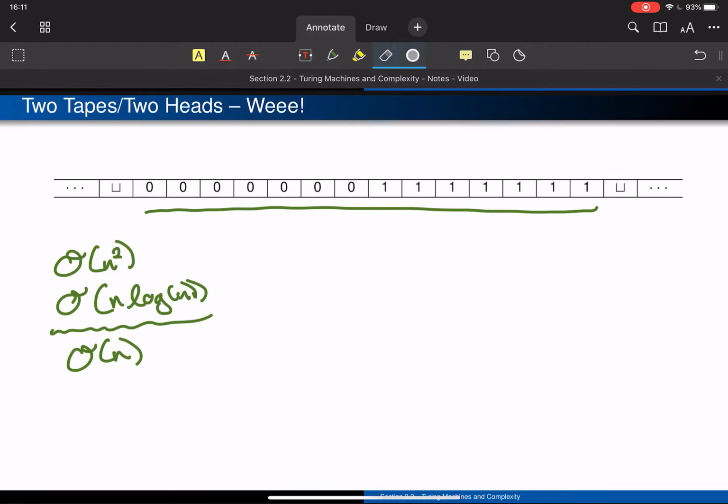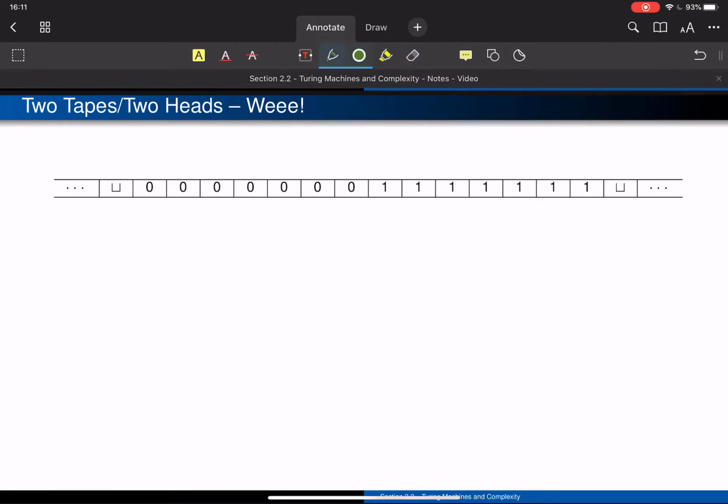So the way that we're actually able to get all the way down to that is by cheating. And the way that we're going to cheat is we are not going to use a single tape, but we're going to have a second tape. So definitely introducing some cheating aspects, but it gets us down to that big O of n, so that's kind of fun, but we'll see how it all pans out.